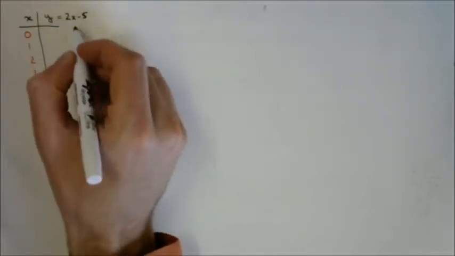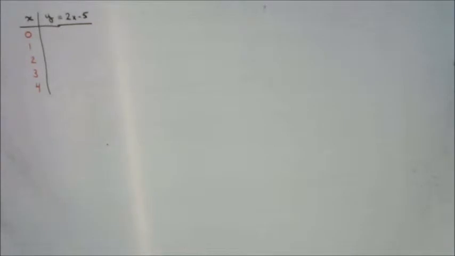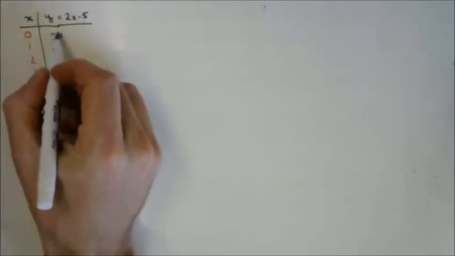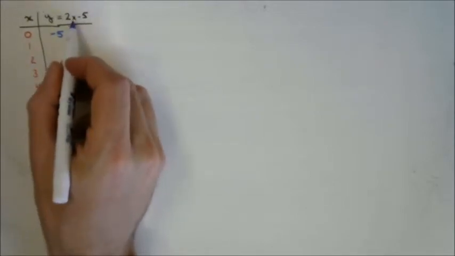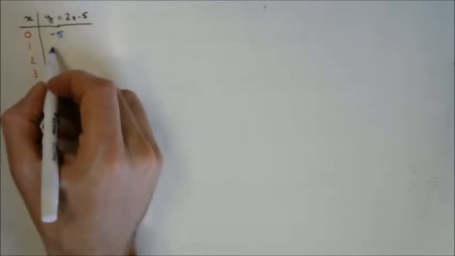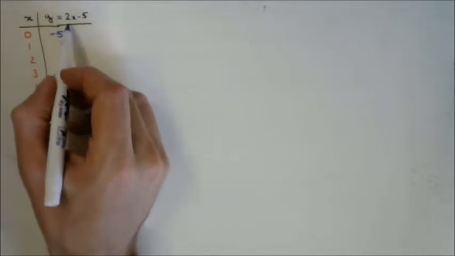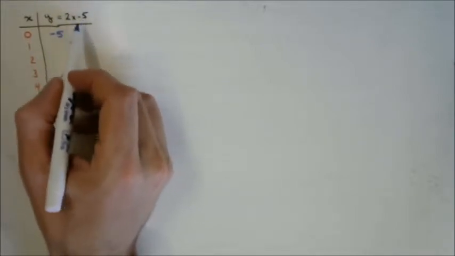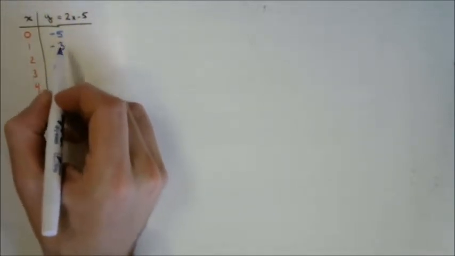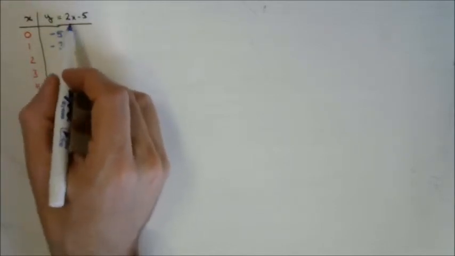2x minus 5, we can calculate which y goes with each of these x's. So, here we've got negative 5. What about if we put 1 in for x? 1 times 2 is 2, minus 5 is negative 3. What if we put in 2 for x?